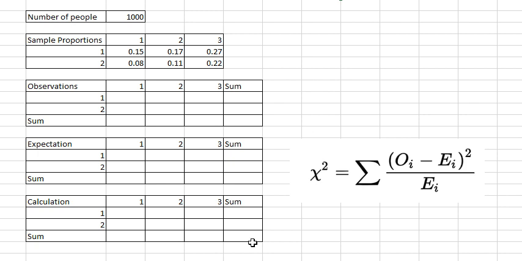So now I want to show you how to answer. We have the number of people. We have the sample proportions. The first thing we need to find is the observations in here. To calculate this one, we need to use the number of people and multiply by the proportion in here. And we got the value.